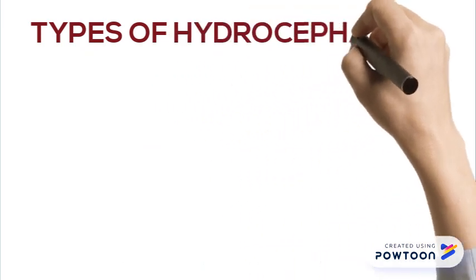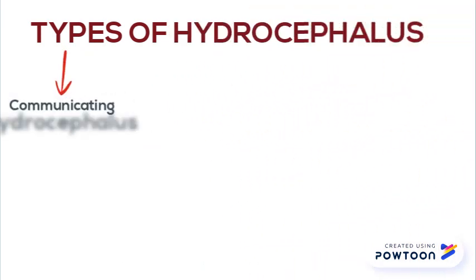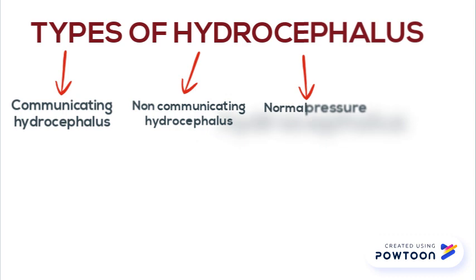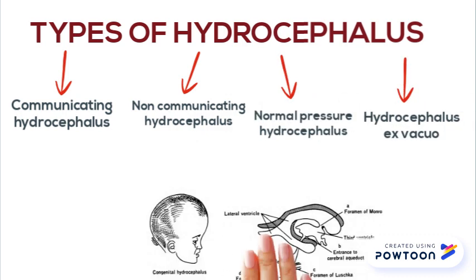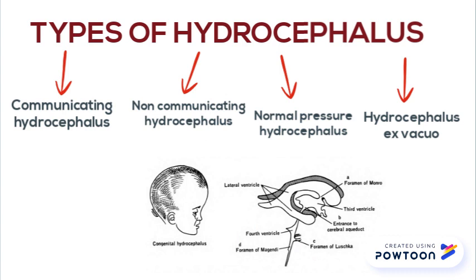Types of hydrocephalus: communicating hydrocephalus, non-communicating, normal pressure hydrocephalus, and hydrocephalus ex vacuo. In communicating hydrocephalus, the communication between the ventricles is normal. So the problem is at the level of arachnoid granulation, at the level of absorption. In non-communicating hydrocephalus, the communication between the ventricles is not normal due to an obstruction like a tumor.